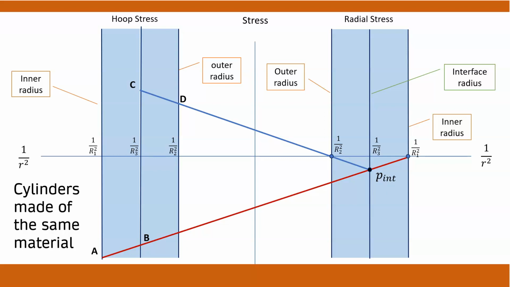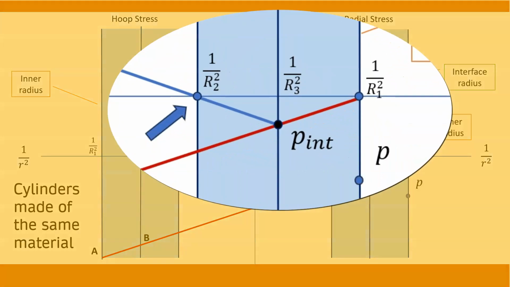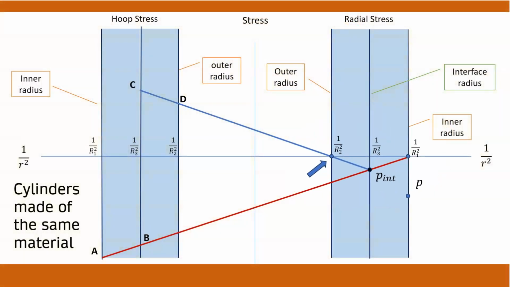Therefore, mark the applied internal pressure, P, on the line of inner radius as a compressive radial stress. Also, mark the zero stress at the outer surface. Next, join the 2 points, and extend the line to the hoop stress side. This line gives the stresses caused solely due to the applied pressure.